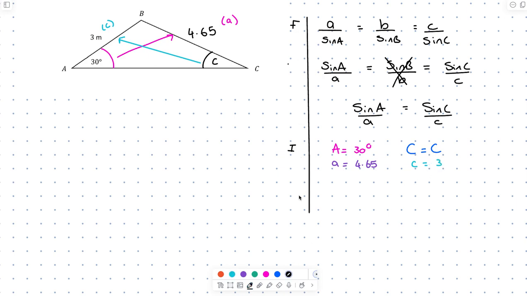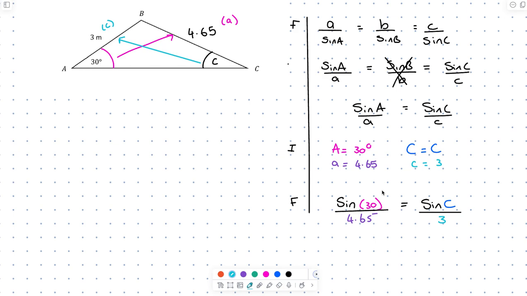So there's our formula, there's our information, then we fill it in. So into that formula we're going to have sine of 30 all over A, and A is going to be 4.65, is equal to sine C all over 3. Because it's all over C, which is the lowercase c, which is 3. So now I've got my formula, I've got my information, I've filled it in. In this particular exam question, it was worth 60% of the marks to fill it in correctly. So we're at 60% already.